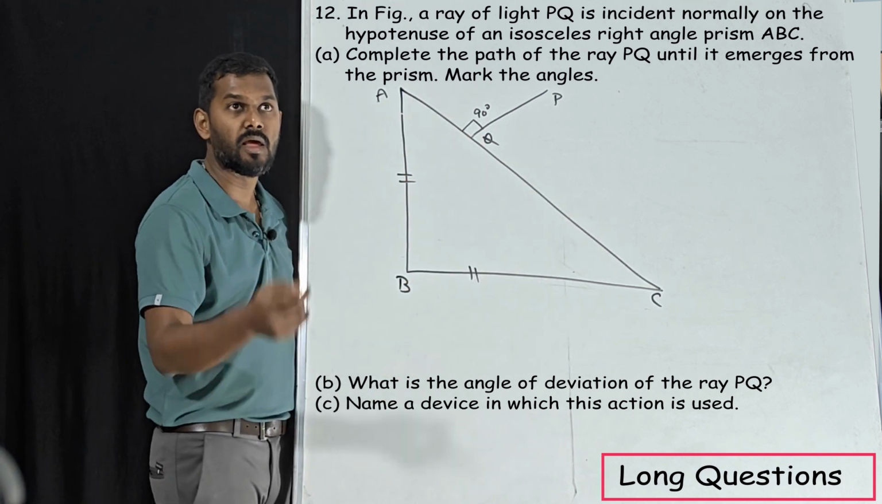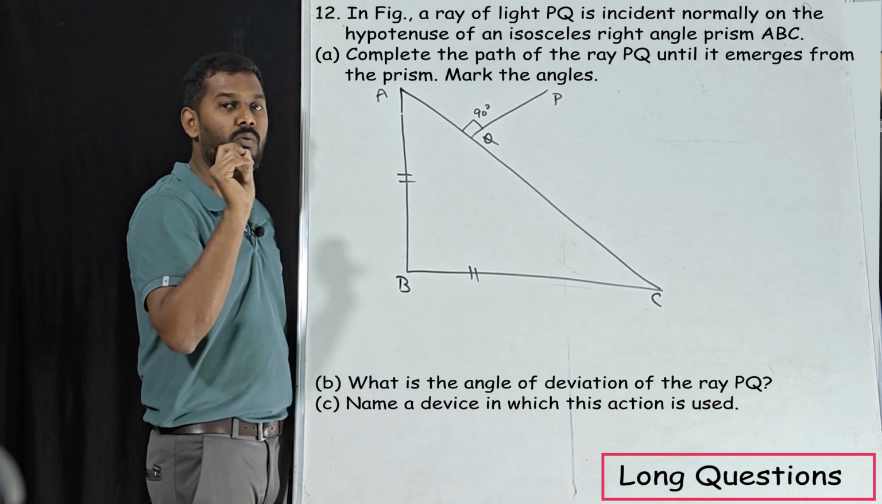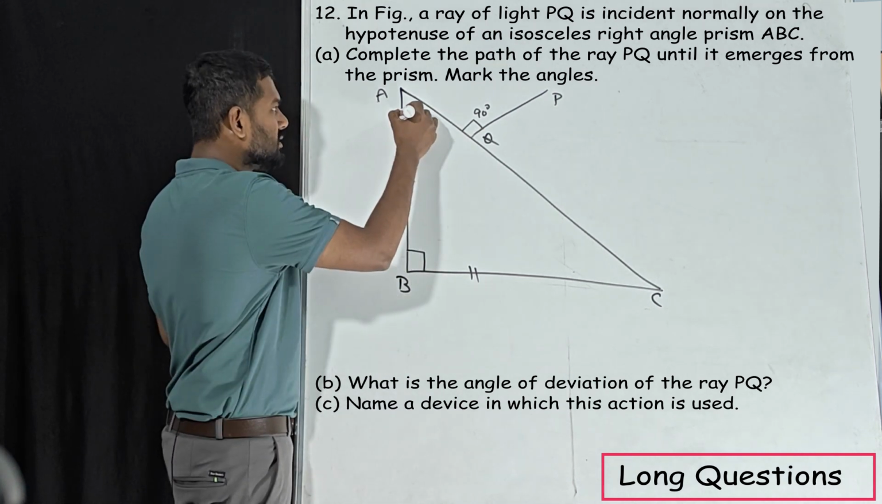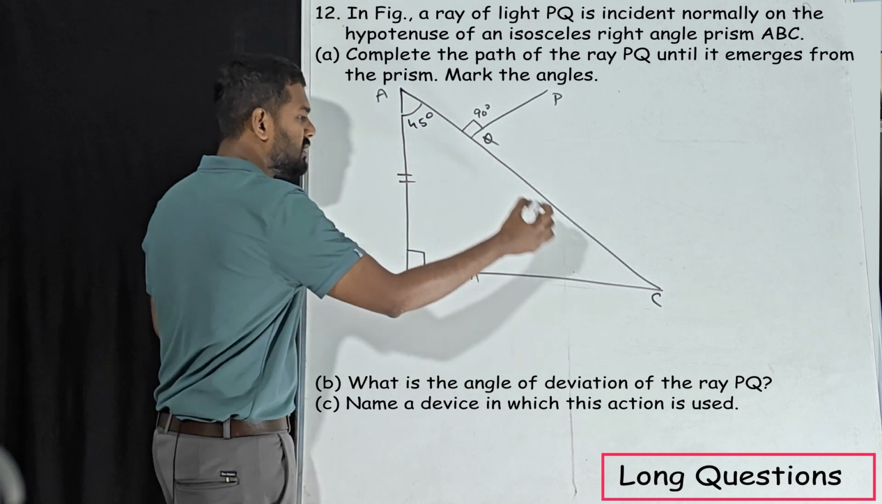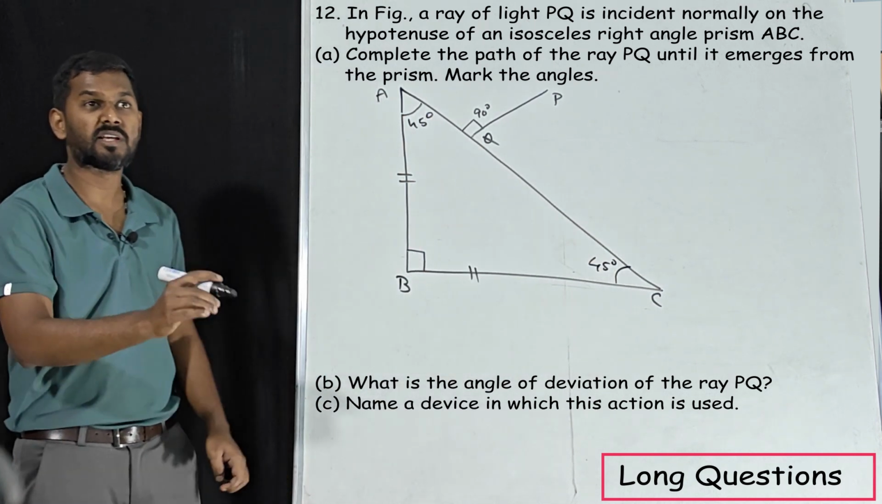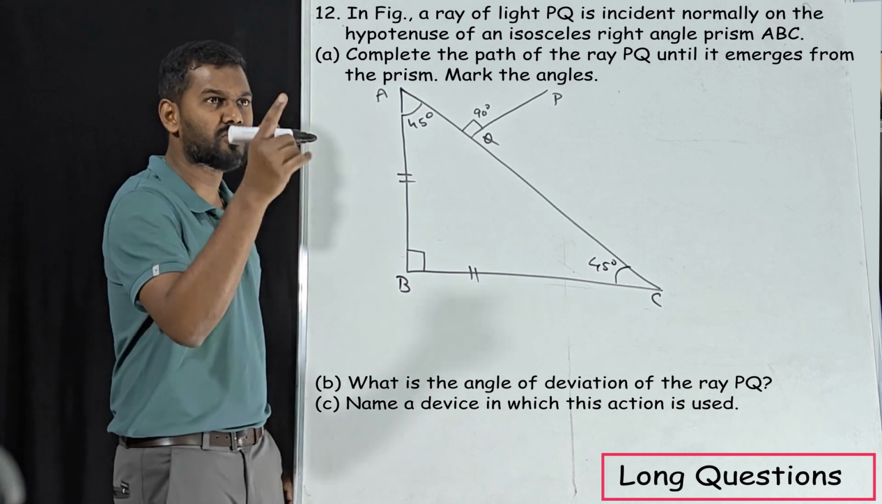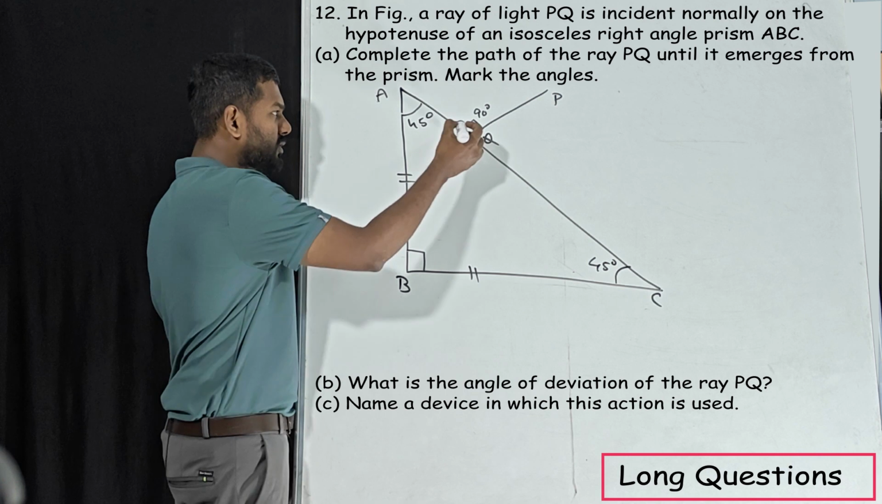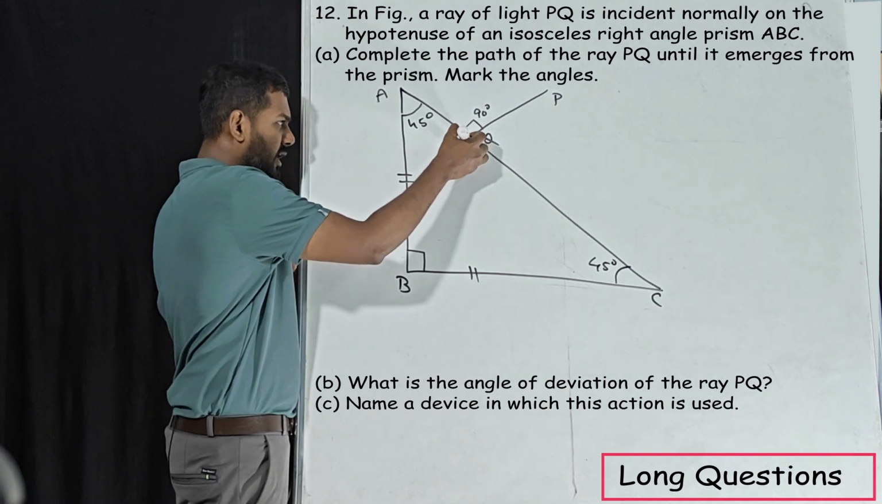What kind of triangle? Isosceles right angle. Isosceles means if this is 90, this will be 45, and this will also be 45. This we need to know. Now we have to complete part A. Remaining questions we will solve one by one. Now this is the incident ray, so straight it will go.